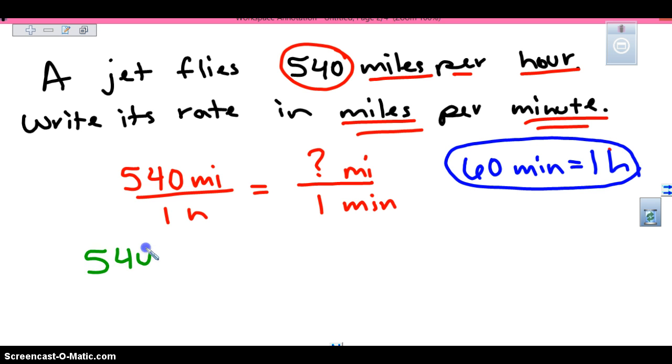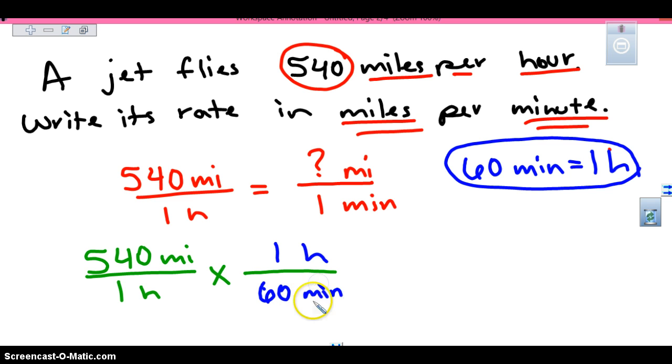So we have 540 miles in 1 hour. Now we need to change this using our conversion factor. Now we're wanting to change hours to minutes. We want the minutes in the denominator, and 1 hour has 60 minutes. This is our conversion. I decided to write my conversion factor like this because I need the hours to be diagonal of each other so they cancel. This would be equal to 540 miles in 60 minutes.